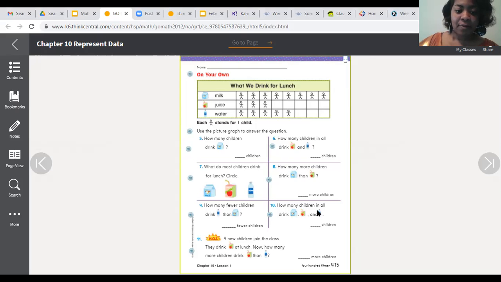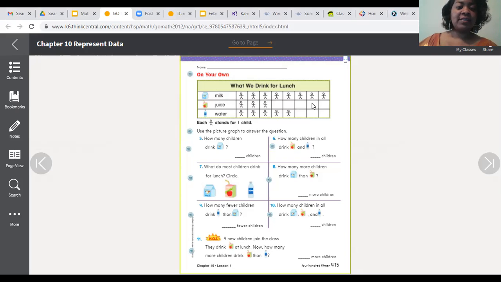Now, here's the hot problem that you can try. 4 new children join the class. They drink juice at lunch. Now, how many more children drink juice than water? So you can go back to your chart and you can draw 4 little figures here. And then remember, how many more means that you're going to do what? It means you're going to subtract.